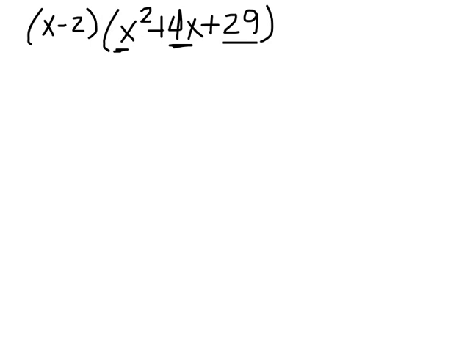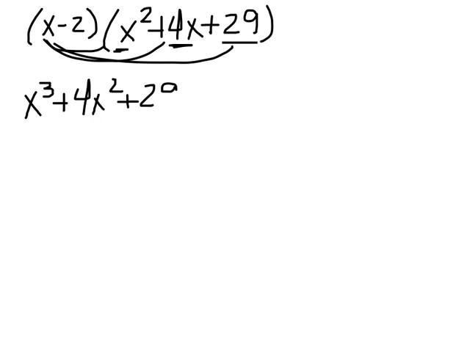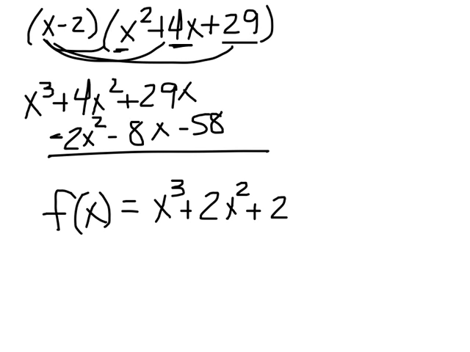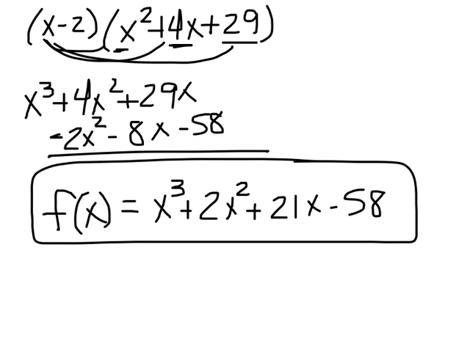All right, so let's go ahead and multiply. So x times x squared is x cubed. Then x times 4x is a positive 4x squared. And then x times 29 is a positive 29x. Okay, now multiplying the negative 2, we get negative 2x squared. Then we get a negative 8x, and then we get a negative 58. Okay, so my answer, don't forget it has to say f of x, is equal to x cubed, then plus 2x squared, then plus 21x, and minus 58. And that's our answer.